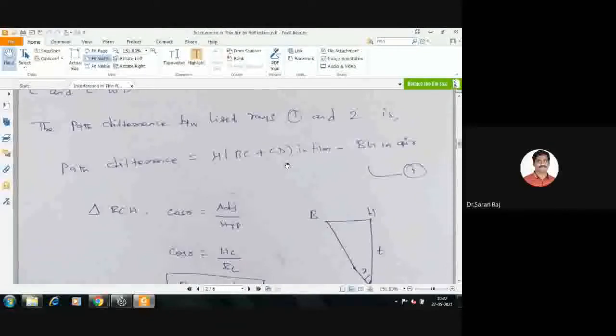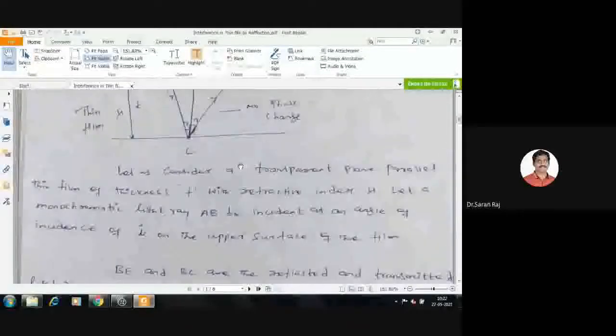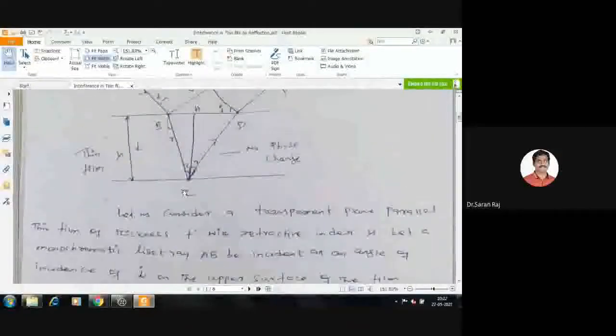Okay, so how to get the BC value? Just see the diagram again. For BC, we consider this triangle BCD. We cannot find the value of this BC directly, so I will draw a perpendicular line from C to H. In this region, what is the angle? That is the angle r. Both angles should be equal because of the perpendicular line drawn on the straight line at point C.